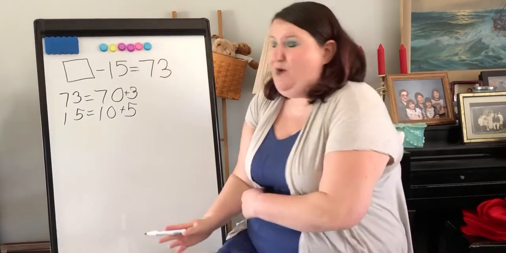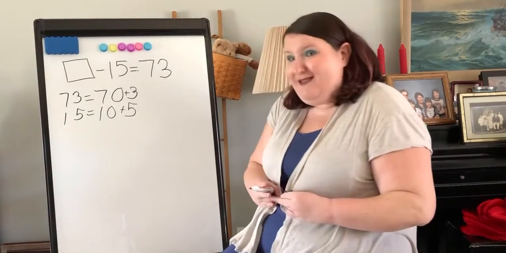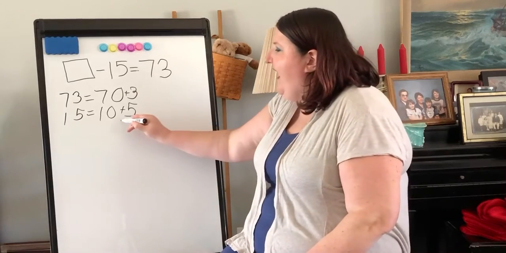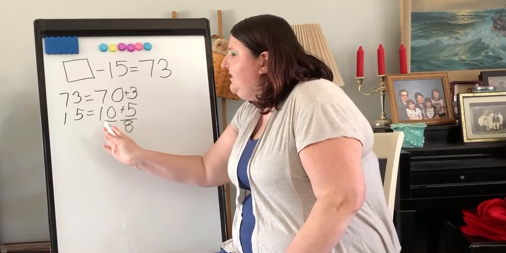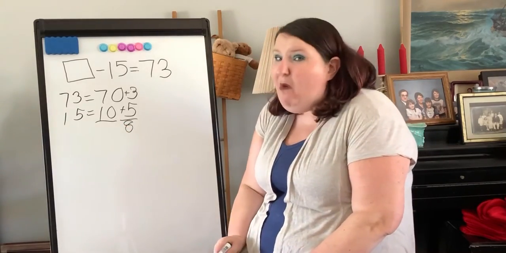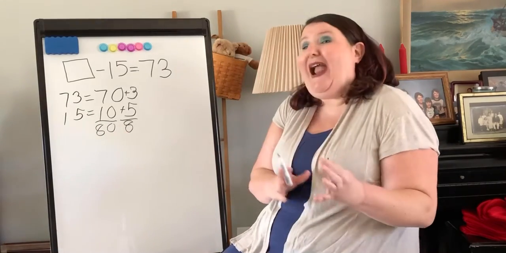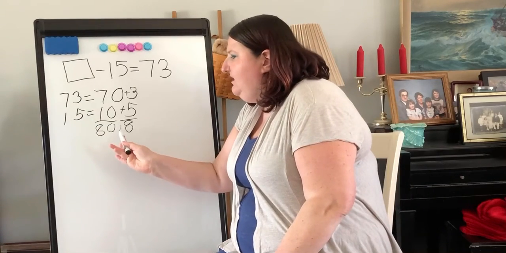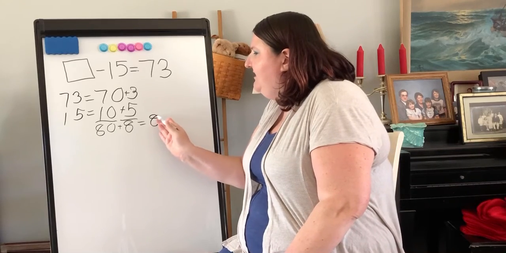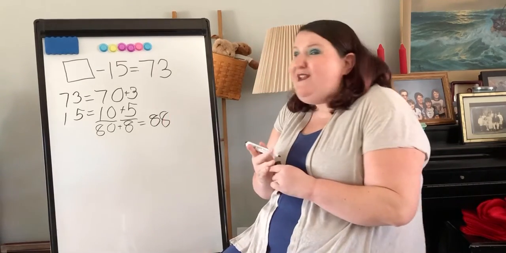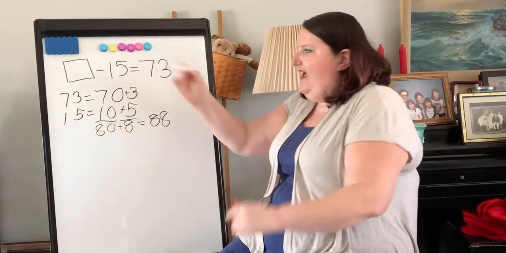So now, boys and girls, what I'm going to do is take my 10s and put them together, and take my 1s and put them together. 5 and 3 is 8. 70 and 10 more is 80. So now I have 80 and 8. So I must put them back together. And I have 88.